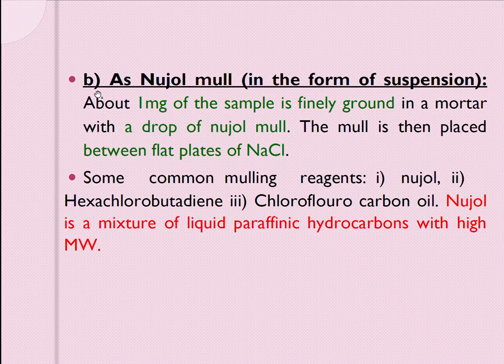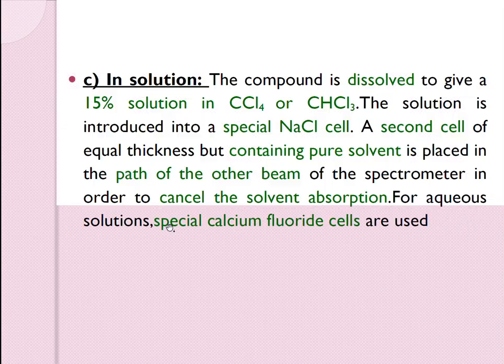Then another way of applying a solid is as a Nujol mull in the form of a suspension. About 1 milligram of sample is finely ground in a mortar with a drop of Nujol. The mull is then placed between flat plates of sodium chloride. Some common mulling agents are Nujol, hexachlorobutadiene, and chlorofluorocarbon oil. Nujol is a mixture of liquid paraffin hydrocarbons with high molecular weight.